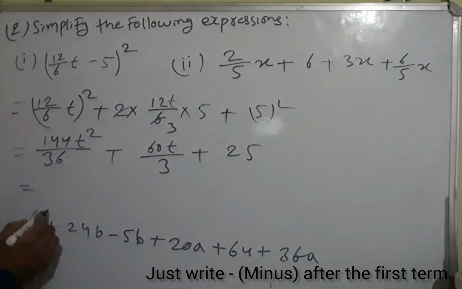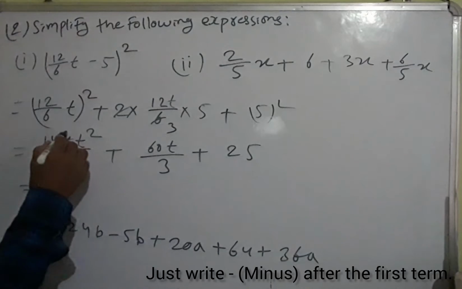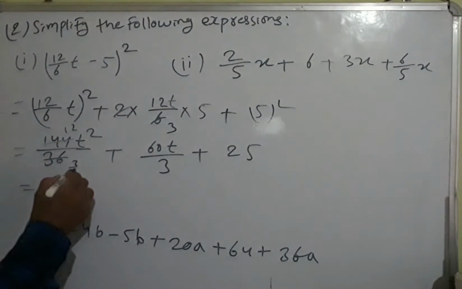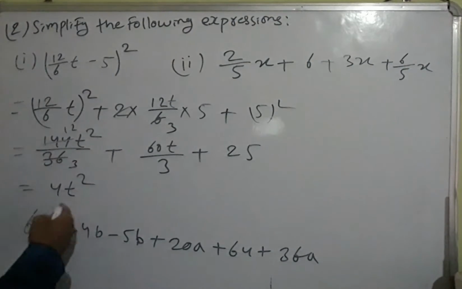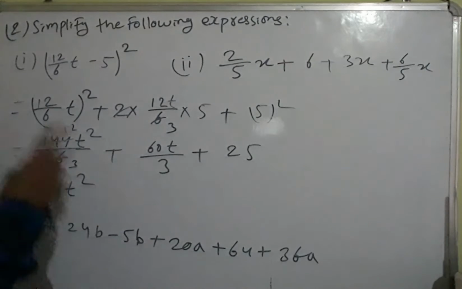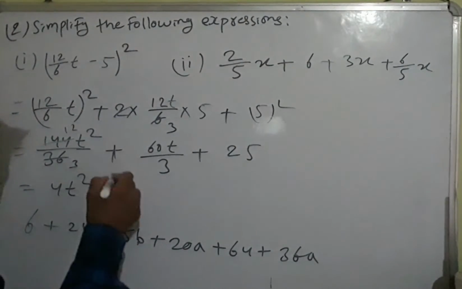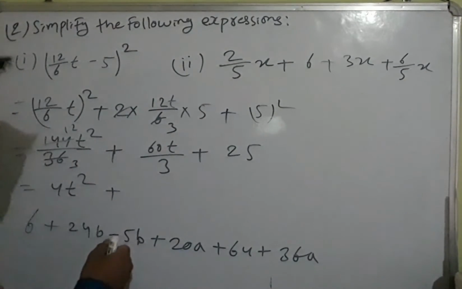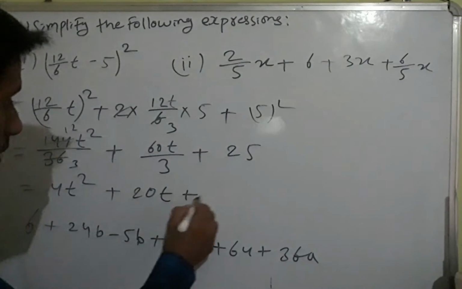Furthermore, can we perform division there? I think we can cancel those out. 12 should be cancelled by 12 and 3, and 4. If you simply divide it, you're going to have this. I know till now you might know arithmetic and how to do this. It's pretty simple. We have to cancel the like terms there. So it is 4t squared plus 20t plus 25.